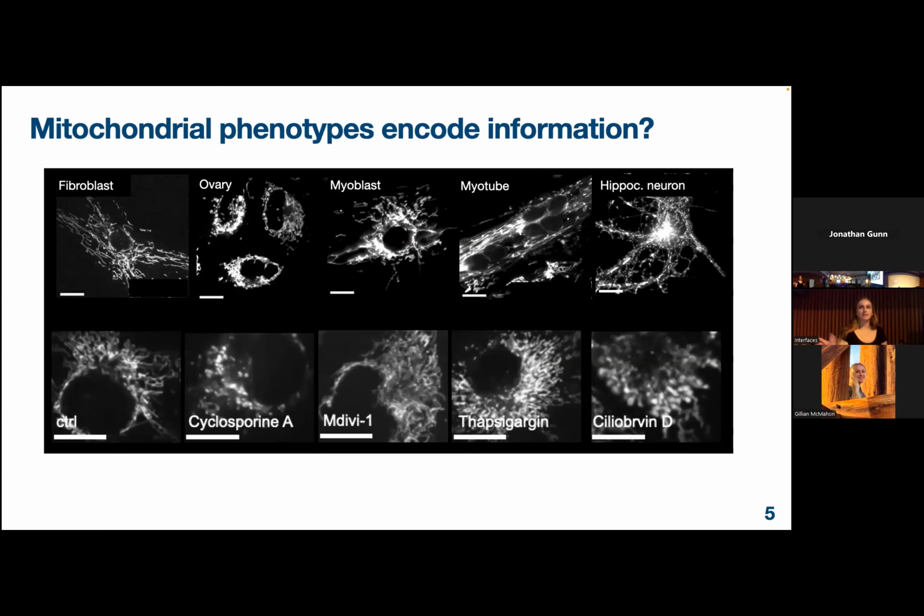And this does make sense because when we look at all the different cell types, they have different mitochondrial morphologies. So whether we're looking at fibroblasts or ovaries, myoblasts, myotube, neurons, they all have mitochondria that look pretty different compared to each other. Also, if we have a single cell type under different drug conditions, the mitochondria again look different. So this leads us to think that different mitochondrial phenotypes actually encode information about what's going on inside the cell and reflect the cell's health.